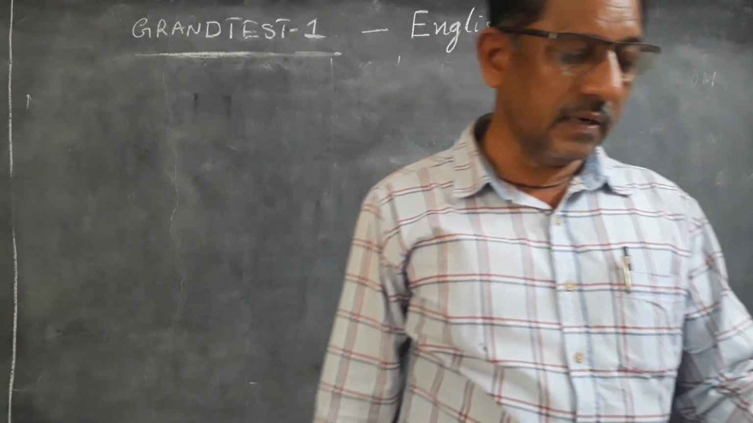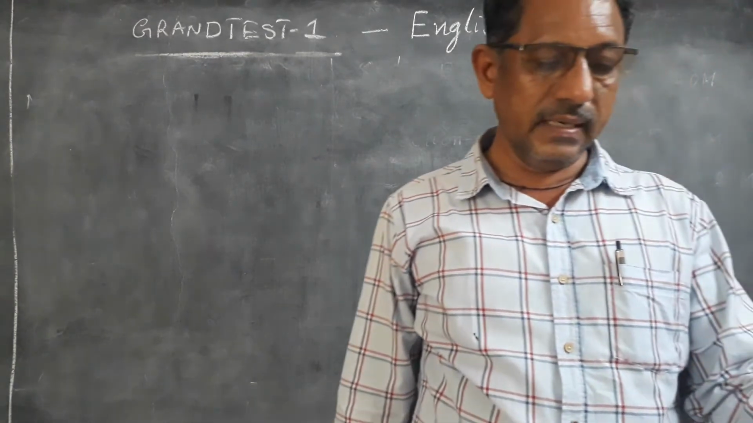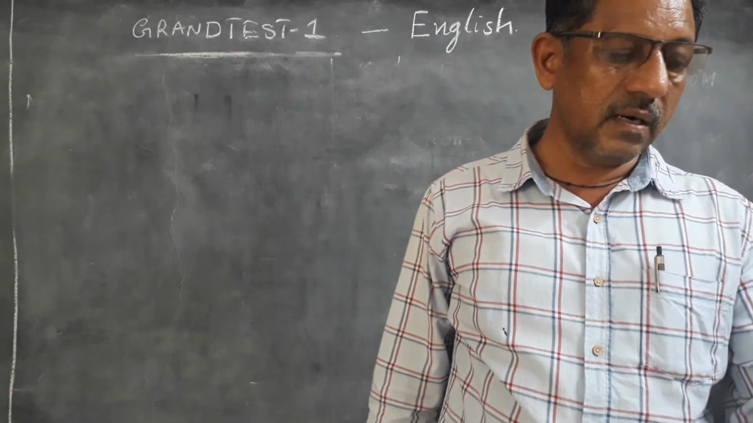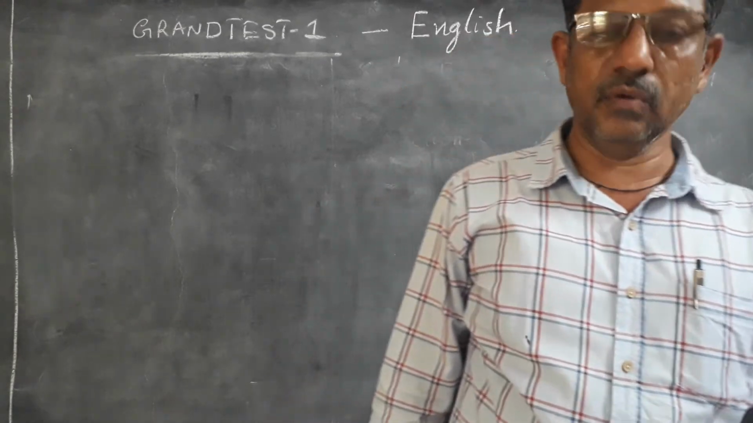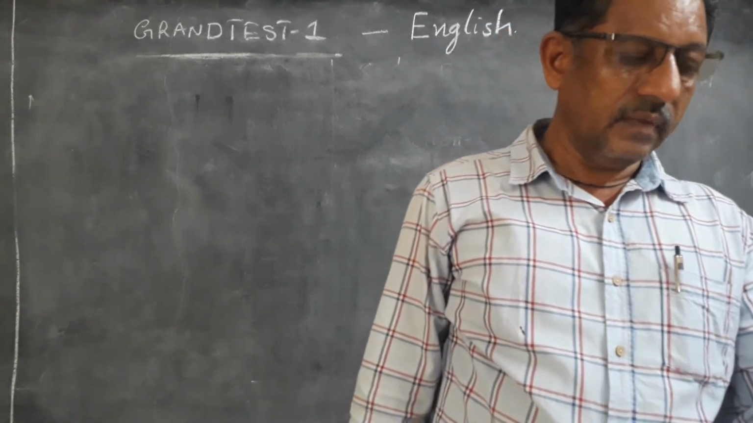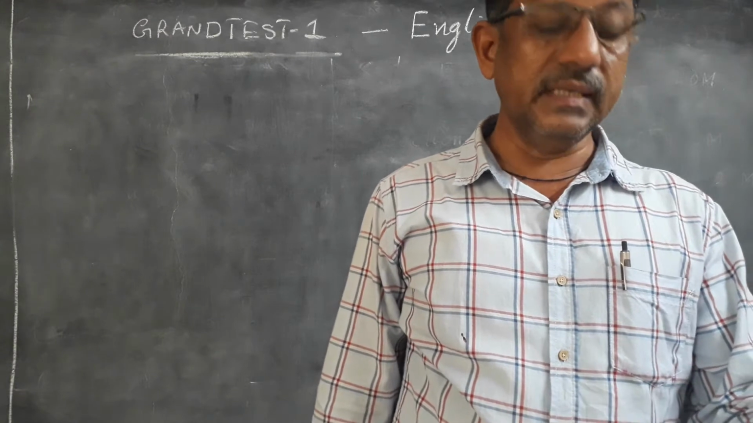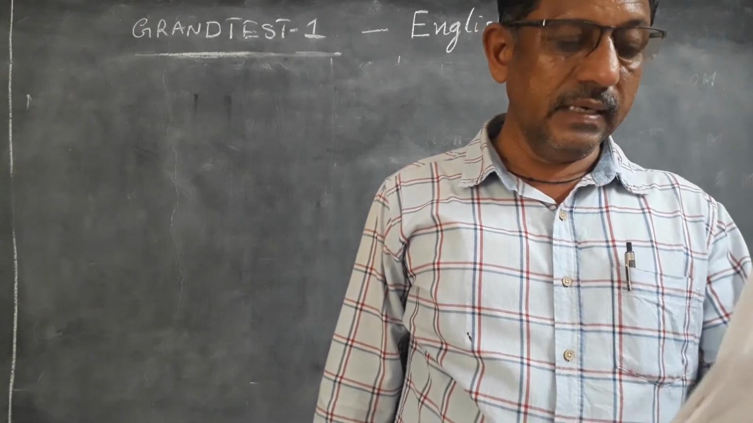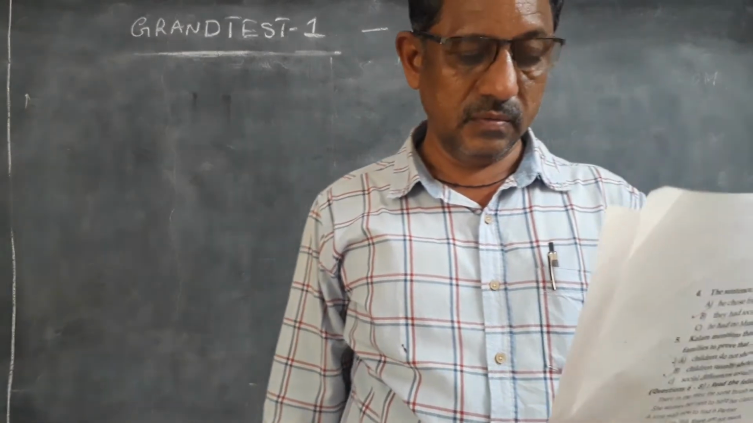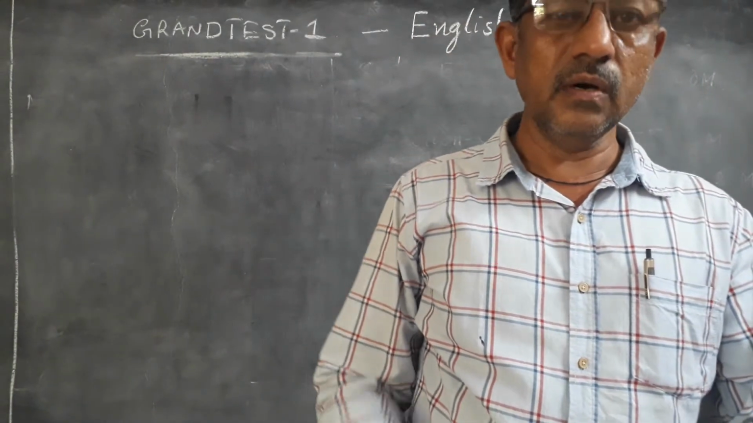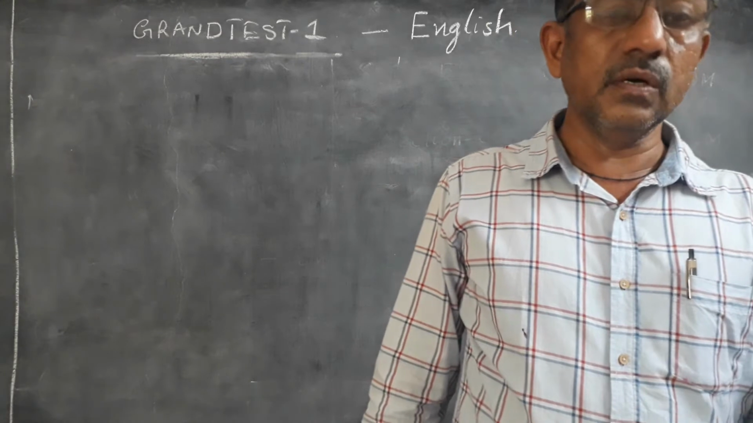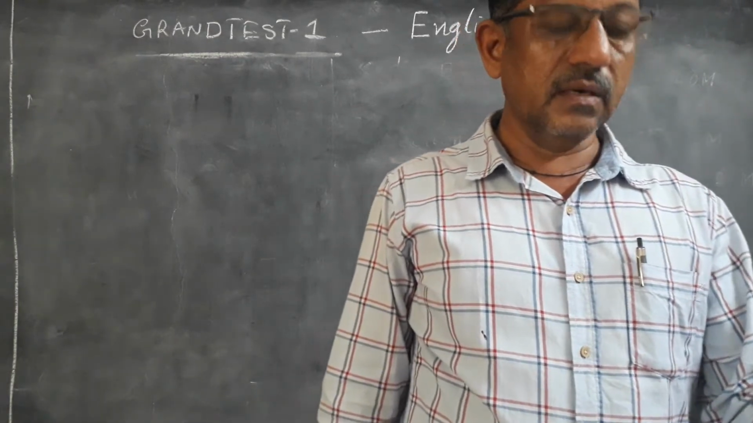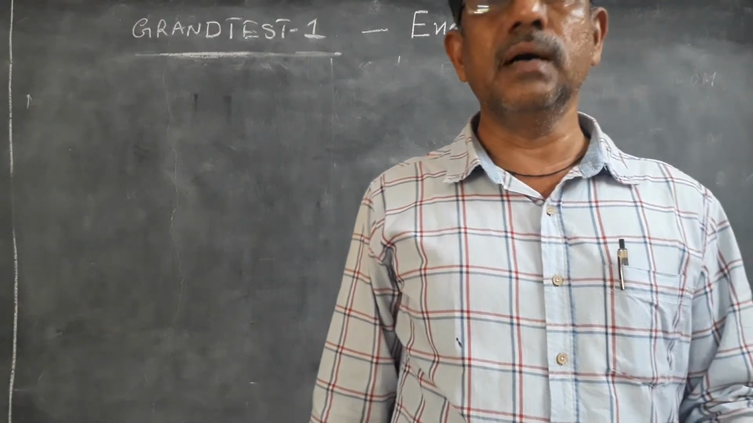Next, change the following sentence into passive voice. He is not reading a book. Here, in this sentence, the subject is he, the verb is reading, the object is a book. It is a negative sentence, so the word not is added. So he is the subject, is not reading is the verb, a book is the object.